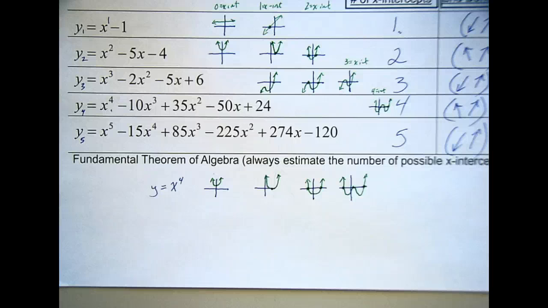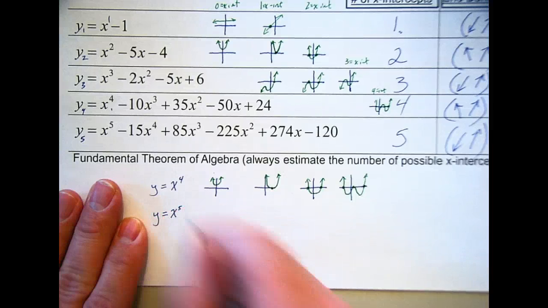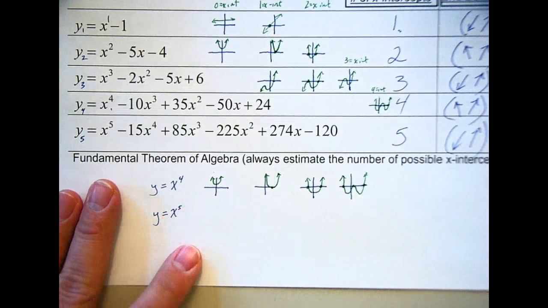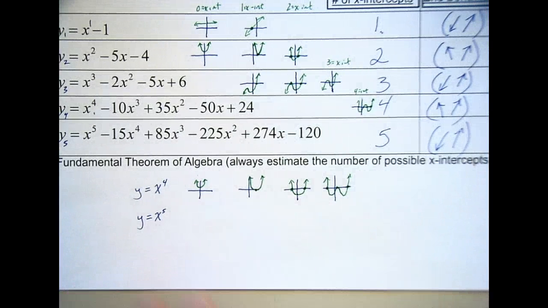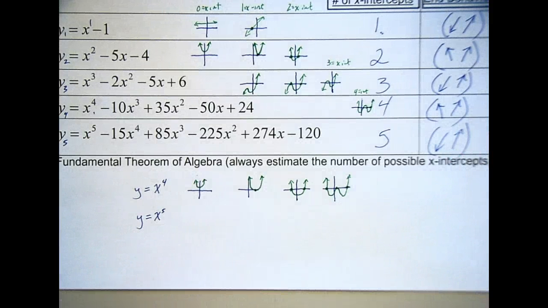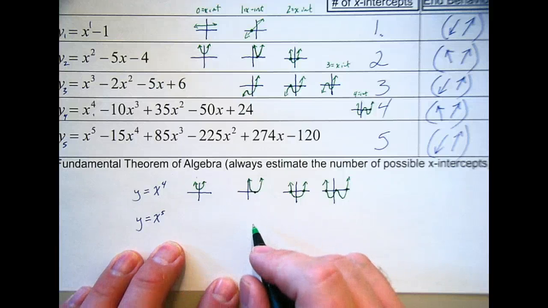Okay. X to the 5th. Holy moly. X to the 5th. Could you have 0? Why not? Yeah, end behavior is down up. So you can't have 0. Okay. Could you have 1?